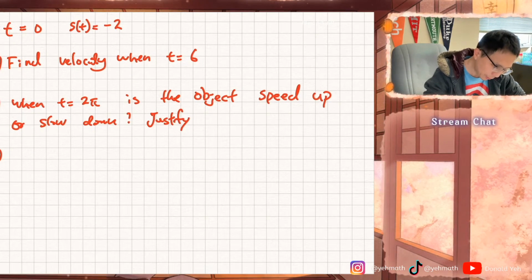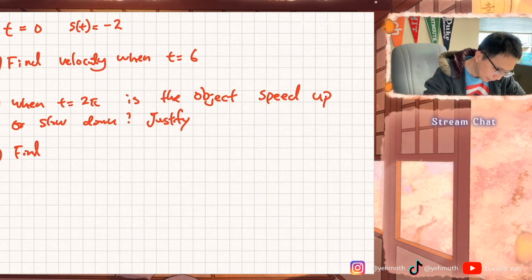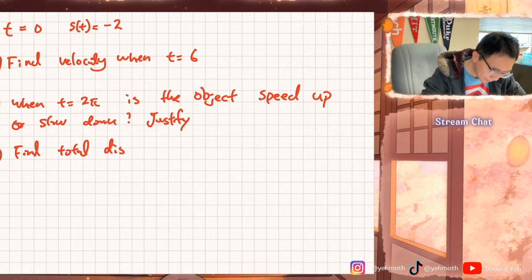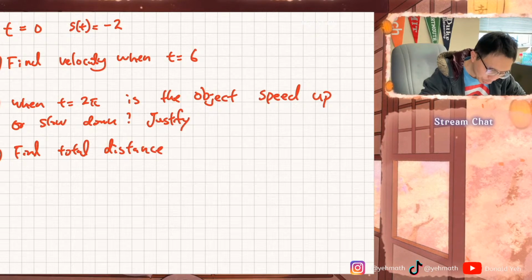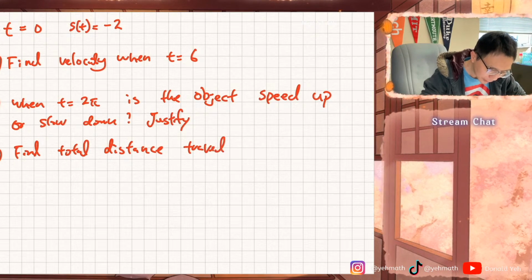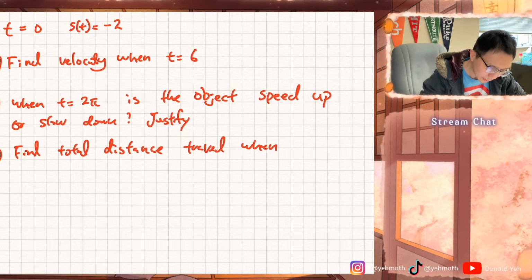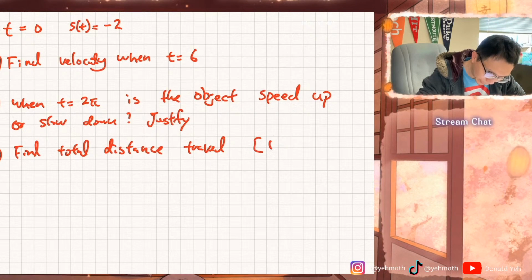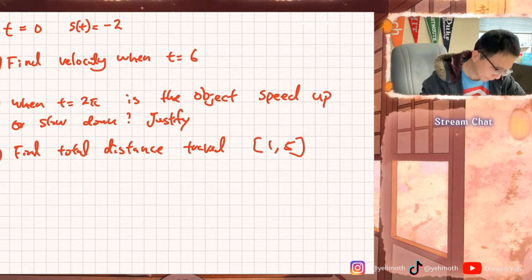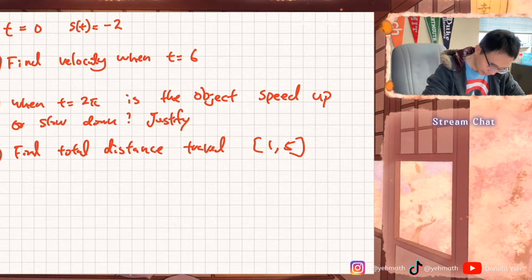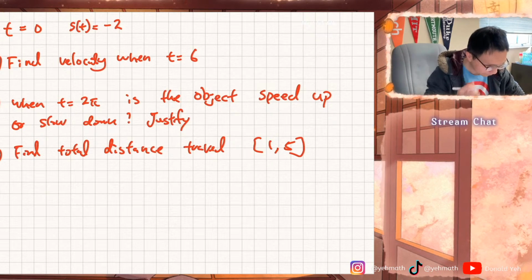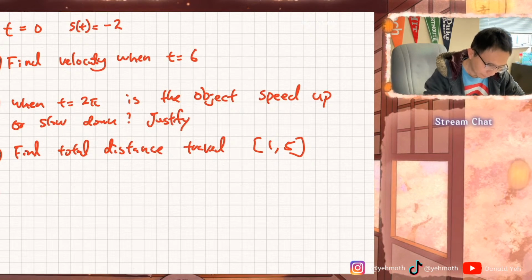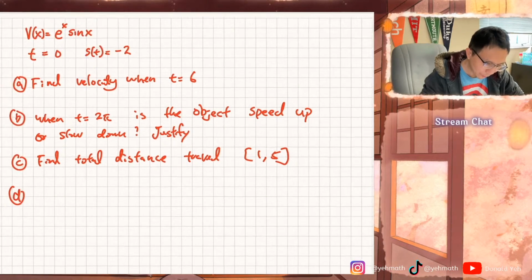C. Can I ask you to find the total distance traveled between two different times, between 1 and 5? D. Wait, is that 1 to 5? Yeah, 1 to 5, yes.